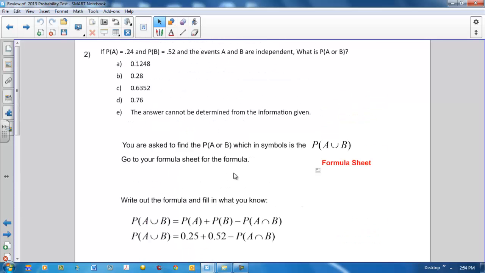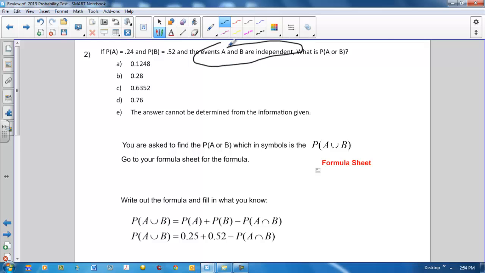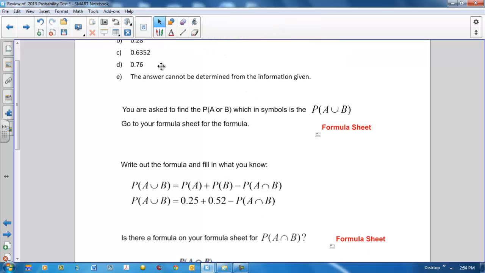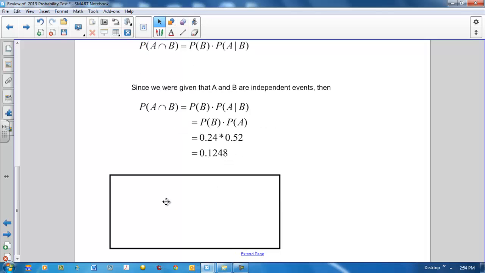But wait a second. Let's go back up to what they told us. They said events A and B are independent. So if events A and B are independent, then the probability of A given B is just the probability of A, because B doesn't give me any additional information. So then that's just equal to the probability of A times B, which we were given, 0.24 times 0.52. So the probability of their intersection is 0.1248.